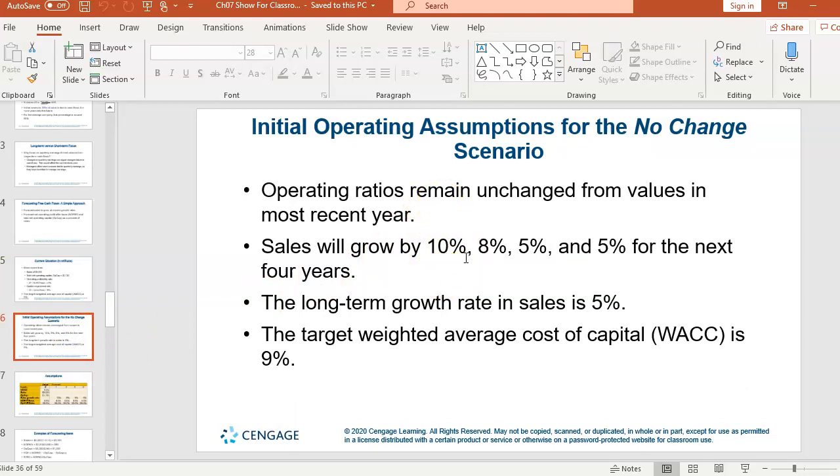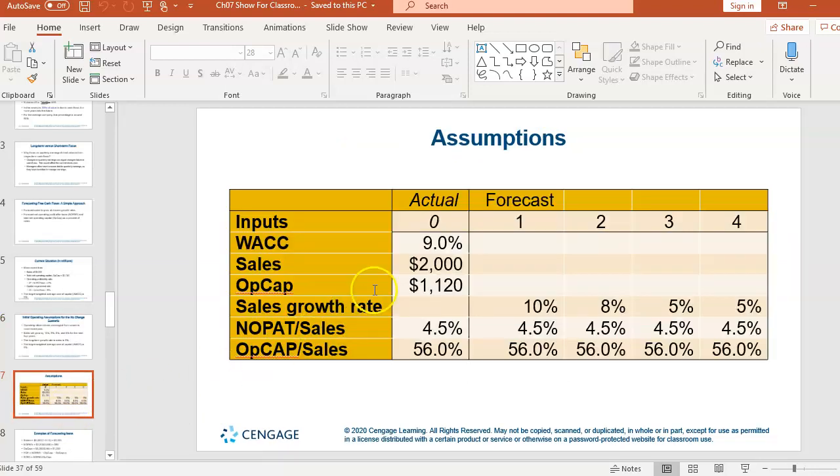So again, I have to make some future guesses. I'm going to think that my sales will grow at a higher rate first. I'll go 10, 8, and then I'm going to go to a constant growth of 5. And my target weighted average cost of capital is 9%. So this is what I do. My WACC is 9, my sales are 2 million, my operating capital is 1,120,000, and my growth rates are 10, 8, 5, and 5. My NOPAT to sales is always 4.5, and my operating capital to sales is always 56.